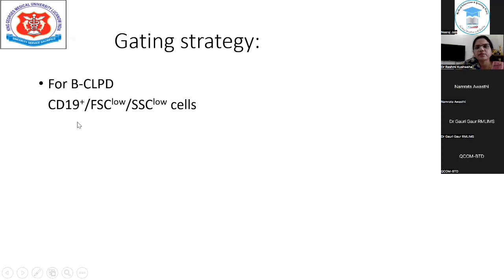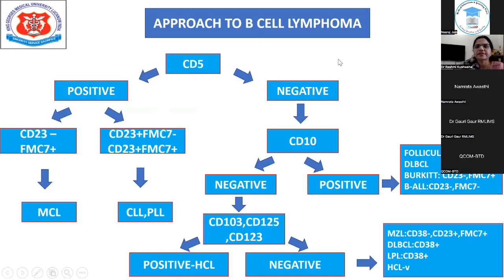But if there is some amount of confusion whether we are dealing with a mature lymphoid neoplasm or these are immature cells, we still proceed with CD45 versus side scatter. So in my presentation, I'll be showing the cases of both the types. Like in some cases, we have done CD19 versus side scatter gating. In some, we have proceeded with CD45 versus side scatter gating.